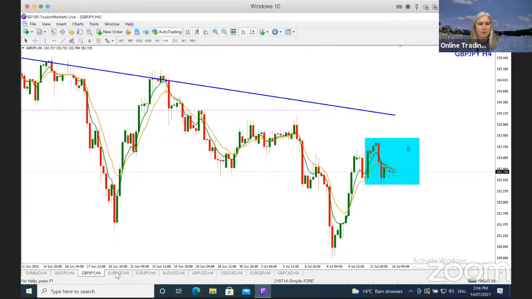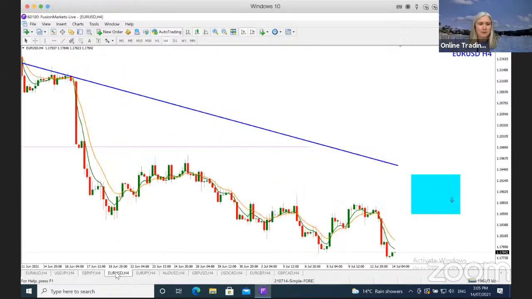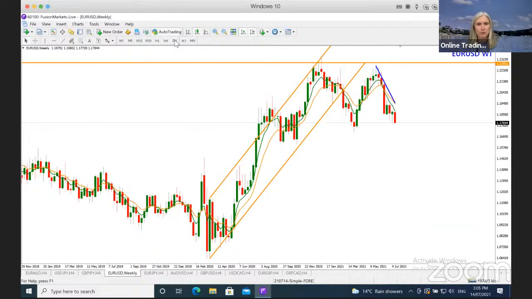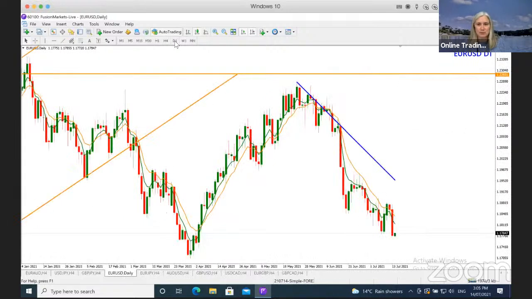GBPJPY for short. The next currency pair is EURUSD. On the higher time frames, I'm looking for it to continue in the downward. I'm a little bit wary whether it might come back up for a triple top, but at the moment, I'm still happy to go short if the price comes back to the trend line.